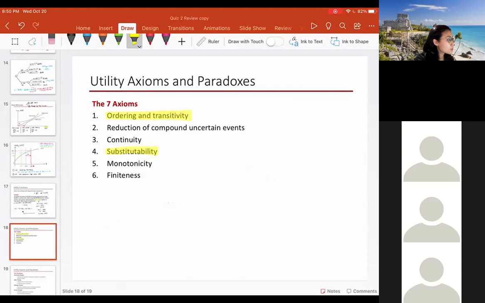Okay. So transitivity basically means if I prefer option 1 to option 2 and option 2 to option 3, I automatically prefer option 1 to option 3. That's transitivity.